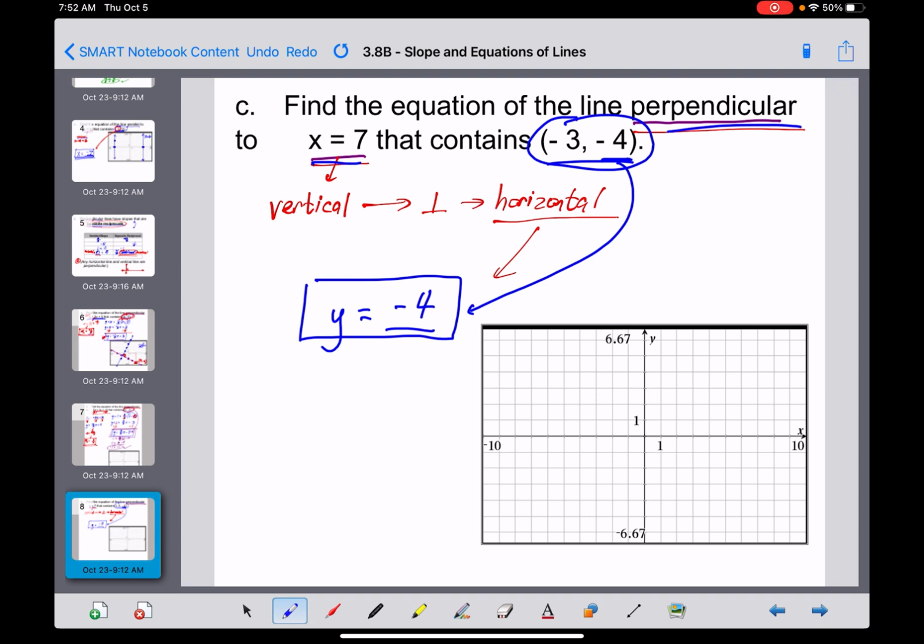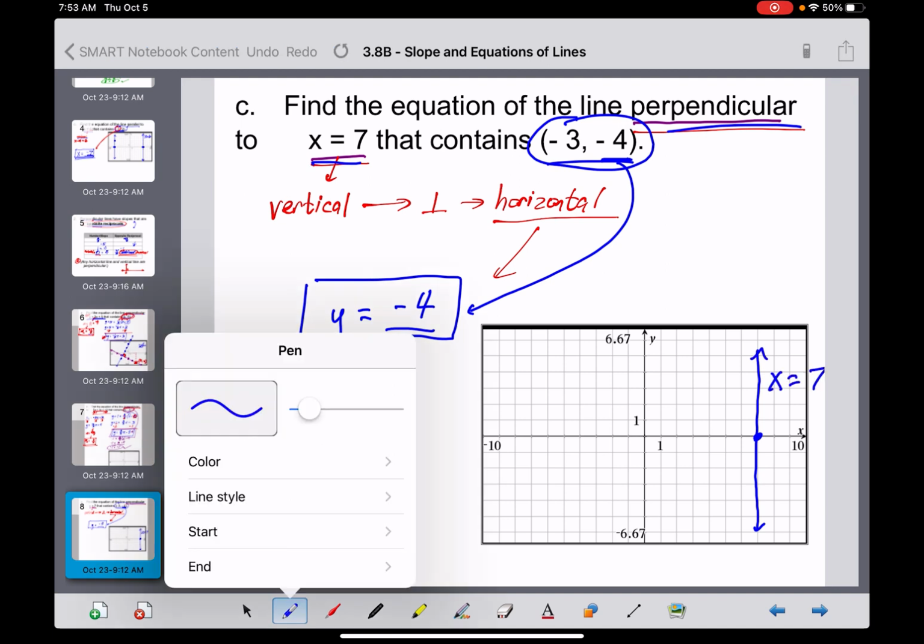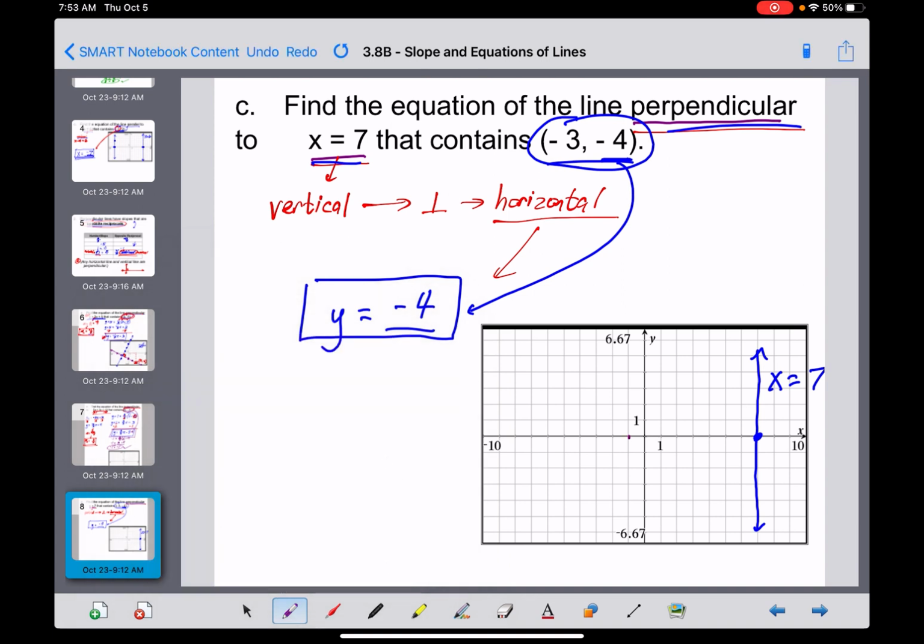Let's graph this kind of to show it, guys. X equals 7 is a vertical line with an x-intercept of 7. So it looks like this. Okay, there's the line x equals 7. Now what we want is the one and only line perpendicular to it that contains the point negative 3, negative 4, so 3 left, and then 4 down, so this point right over here. Well, I'm hoping you guys can see that to be perpendicular to a vertical line, we would have to draw a horizontal line, the only horizontal line that passes through that point of negative 3, negative 4. So it's a horizontal line.